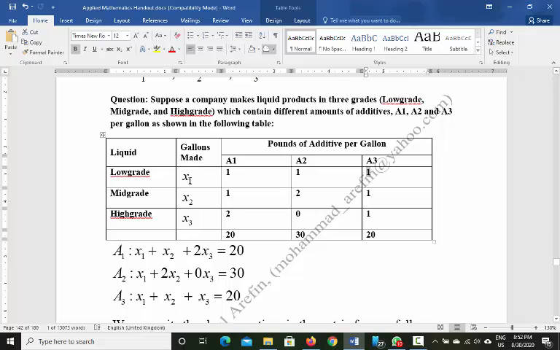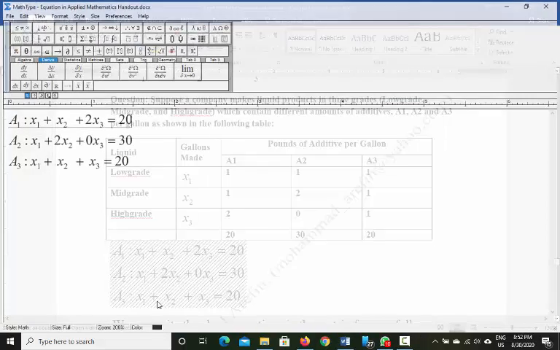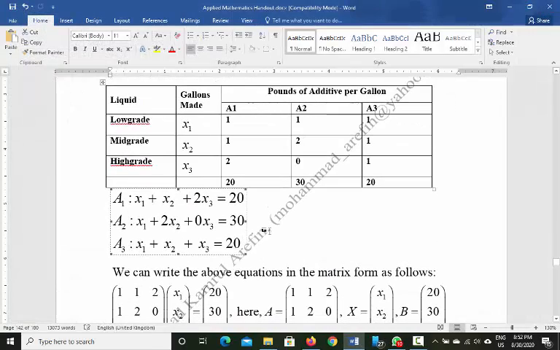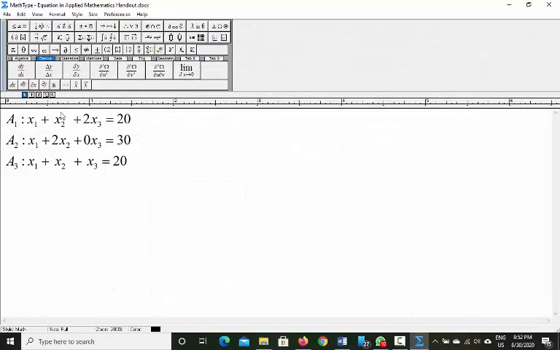So we will use x1 of A3 liquid, x2 of A3 liquid, and x3 of A3 liquid. So that means the total use of A3 liquid will be x1 plus x2 plus x3, and the total available is 20 pounds. So now these are the three equations we have. This one can be called equation 1, this one equation 2, this one equation 3.